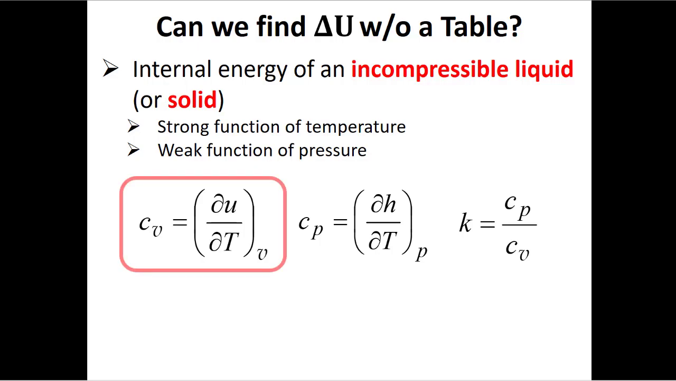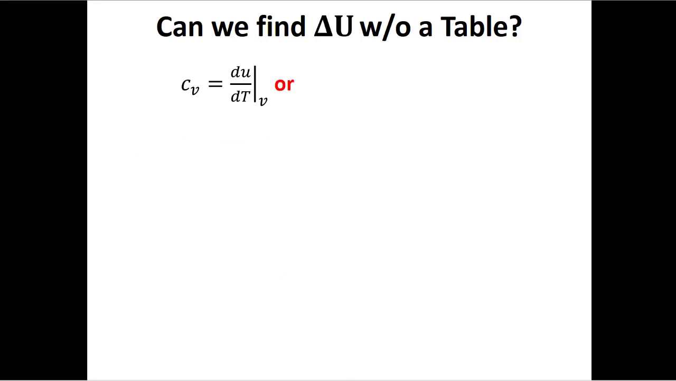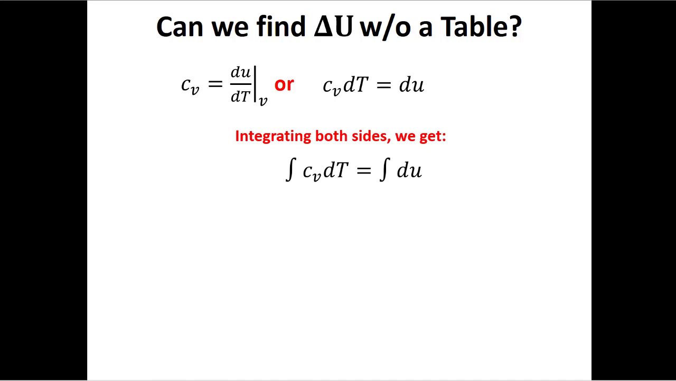Now for subcooled liquids, for closed systems, what we're interested in is specific internal energy. So we're going to focus on C sub V, or Cv. Cv has this definition, which is the change in U divided by the change in T. Or if we separate that out, we can get Cv dT is equal to dU. We're going to integrate both sides.